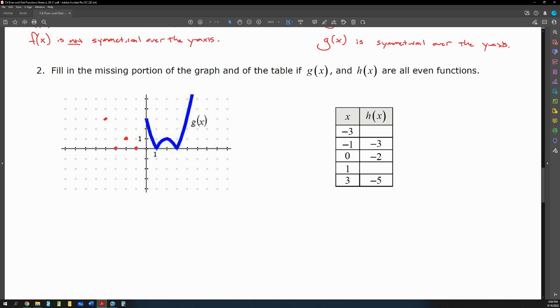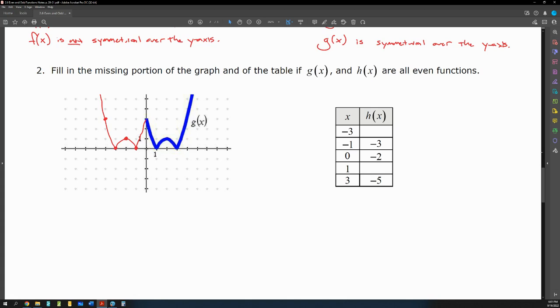Okay, so let's go ahead and sketch the shape of the graph. It comes down from the y-axis, and it kind of bounces up over the x-axis, and then comes back down, and then it shoots back up. So we've got this function here. Now we can see that this function is symmetrical over the y-axis.